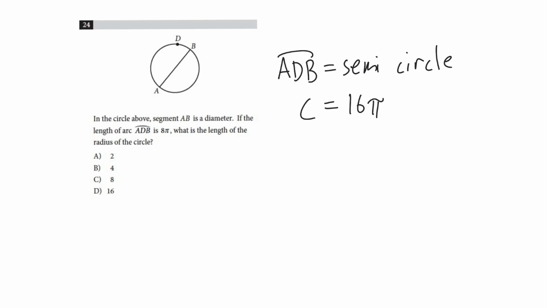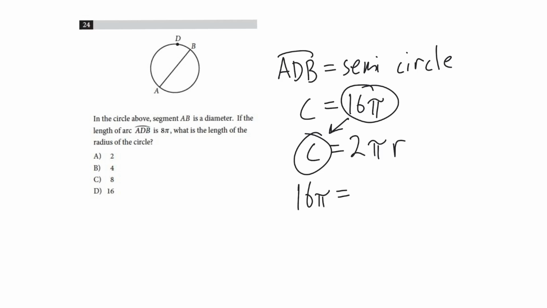Okay. All right. Well, we know that the formula for circumference equals 2 pi times radius, 2 pi r. So you can kind of think of this as a system of equations. I guess it is. But we're going to just do substitution. We're going to put 16 pi in for our circumference, and we want to solve for our radius. Okay, we can divide both sides by 2 pi. We'll see that our radius has to equal 8.